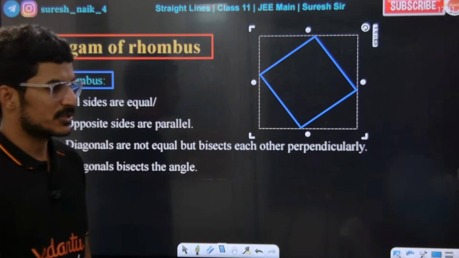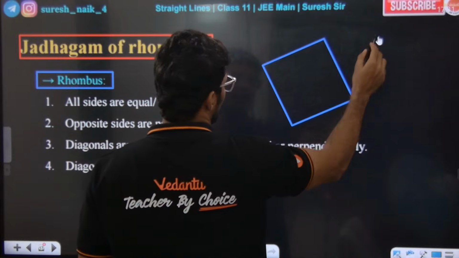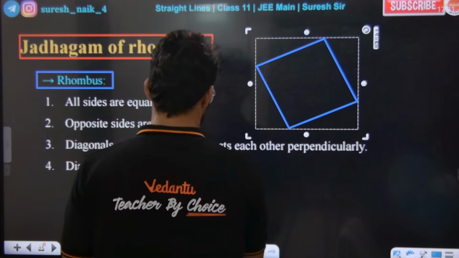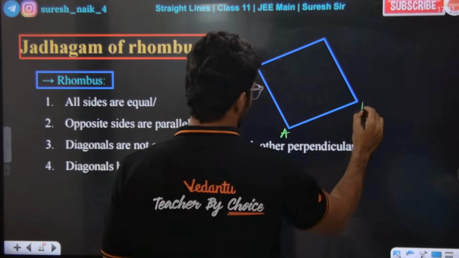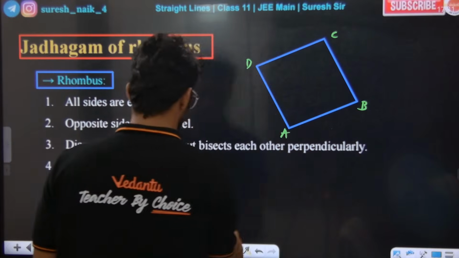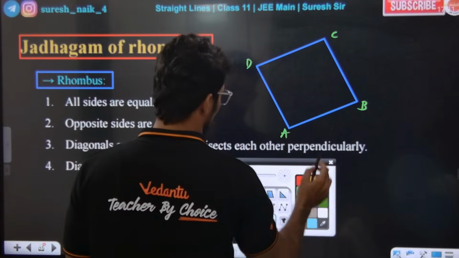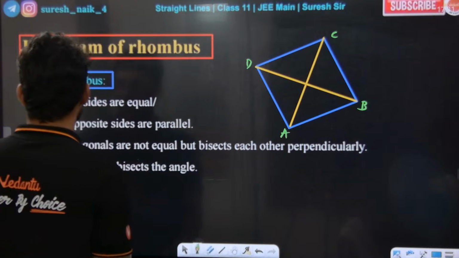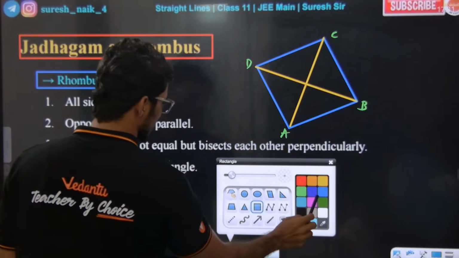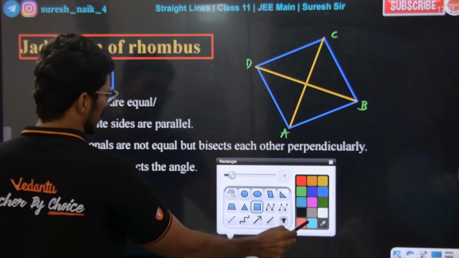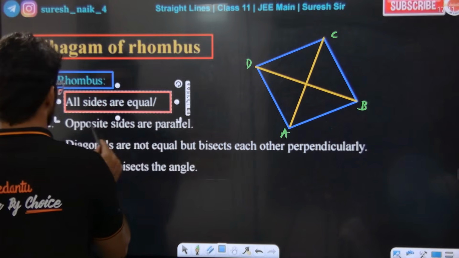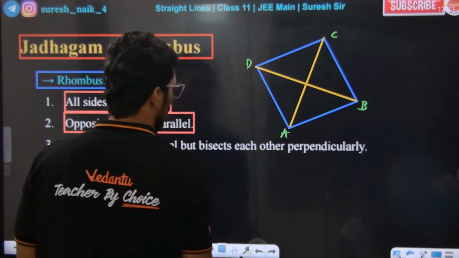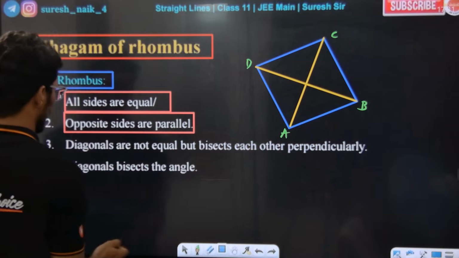Okay, this is a rhombus. Let's say A, B, C, D. Everything will be equal here. Check, all the sides are equal. Opposite sides are parallel, obviously.